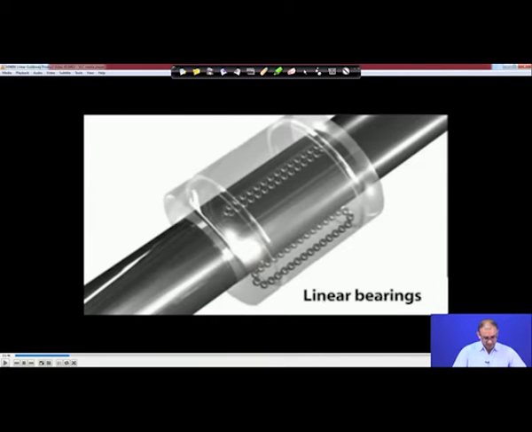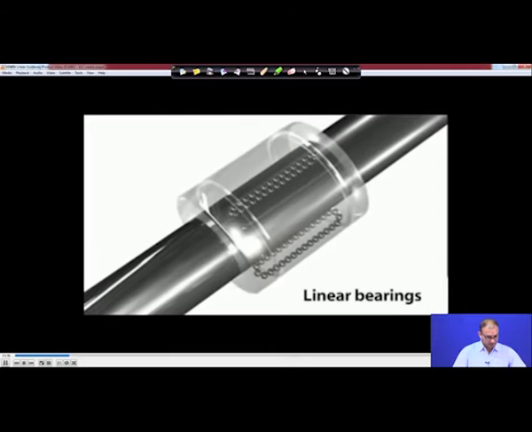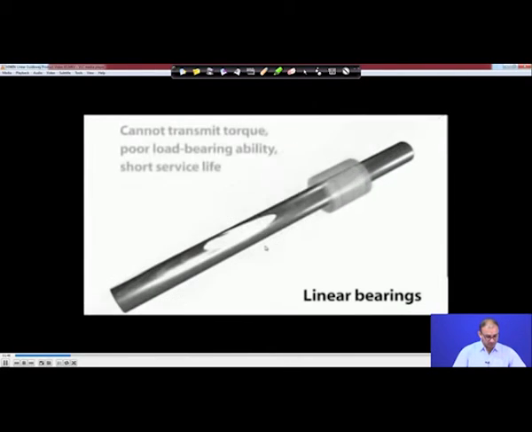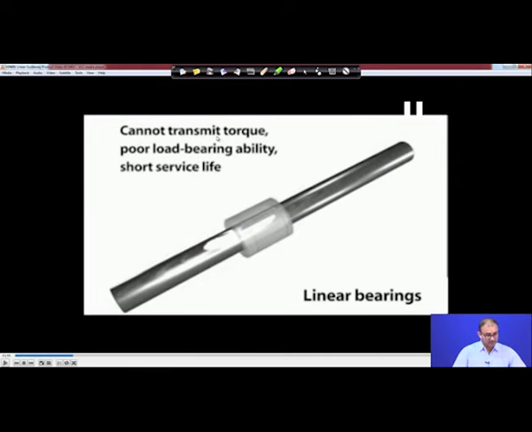So, linear bearings are not actually useful for torque transmission, because they do not have any type of restriction on the circular component. It will move in the forward and backward motion also. That is the problem with the linear bearing, because you will not get any slots. So, these balls will be scattered away when it is moving in the torsional parts. So, it cannot transmit torque, and has poor load bearing ability and a short service life if you are using a linear bearing as a linear mode.